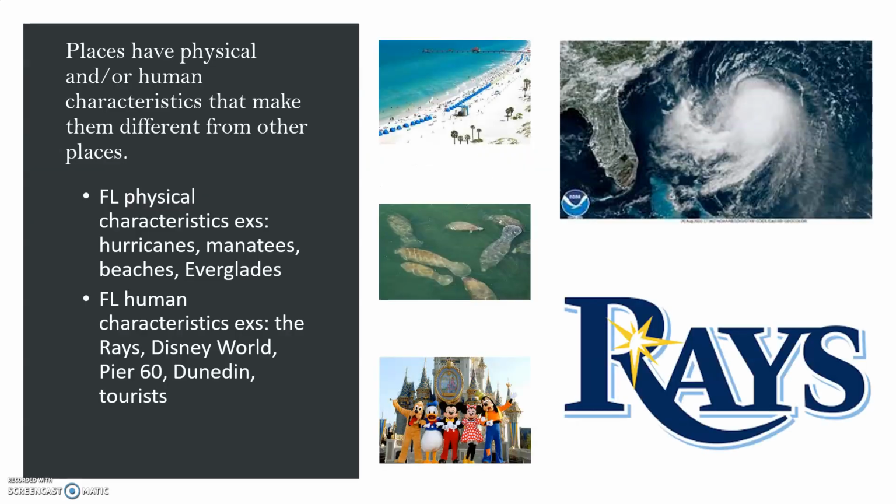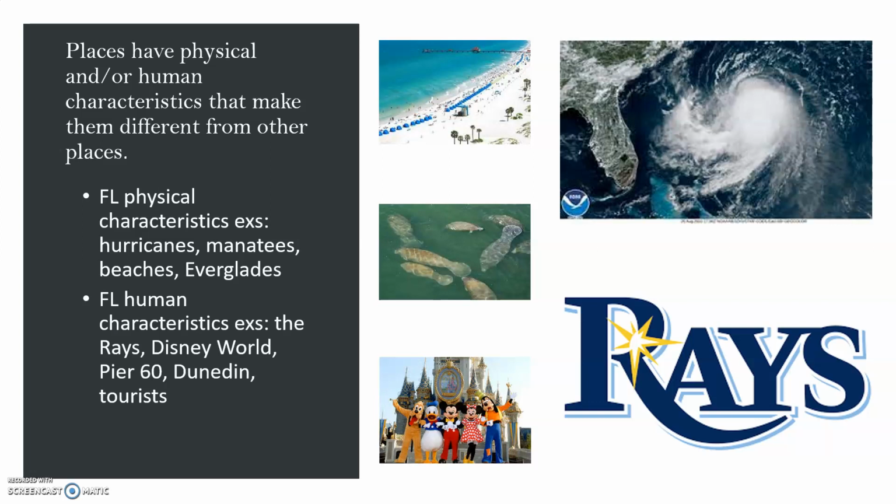So please begin writing on the right-hand side. Places have human and or physical characteristics that make them different from other places. So if somebody found out you're from Florida and said, oh, what's that place like? You are going to describe physical characteristics that make Florida different from, let's say, Nebraska. And physical characteristics are things made by Mother Nature. So you might say that we have hurricanes, manatees, beaches. You could even name Clearwater Beach.